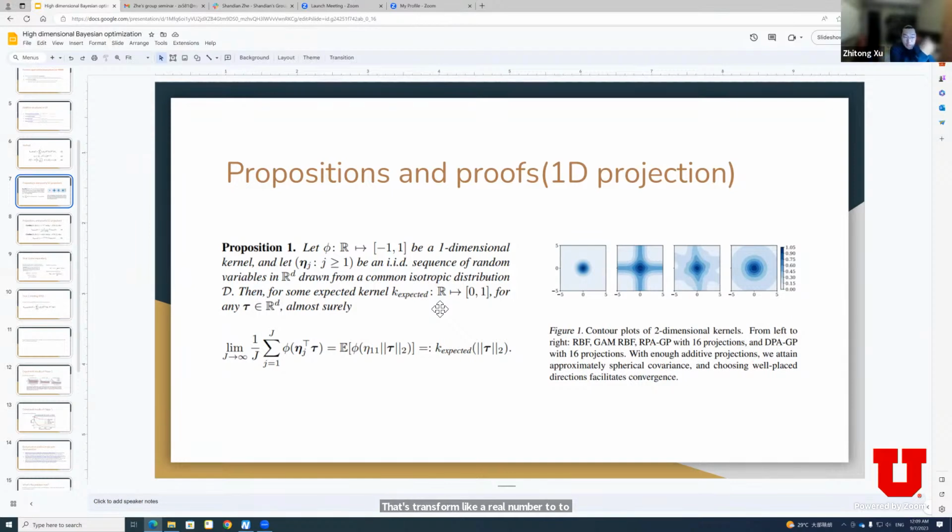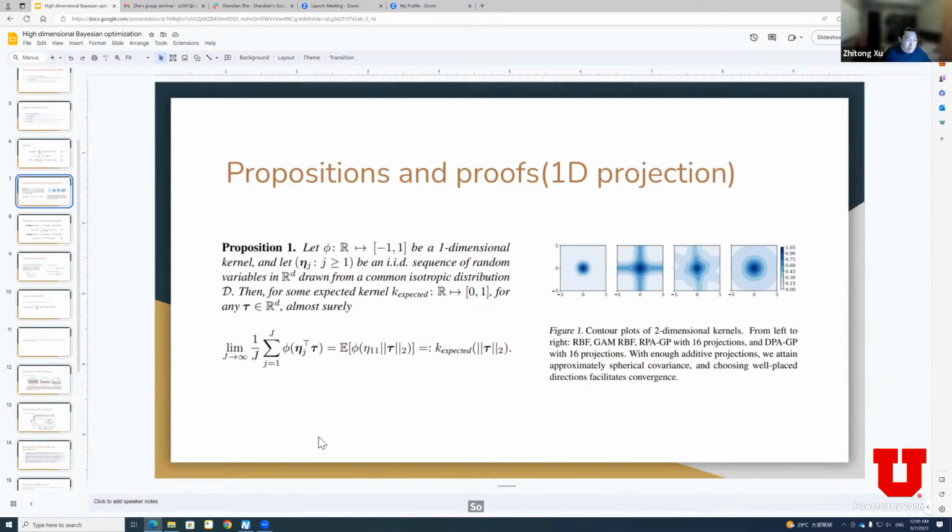So that's the first requirement. And if our eta_j, the projection matrix, is sampled from an isotropic distribution, then as we increase the number of j, we're going to have an expected kernel. The expected kernel is a kernel operating on the L2 distance. I think they didn't write it clearly. It means they fix the first point as the origin, because a kernel takes two points.